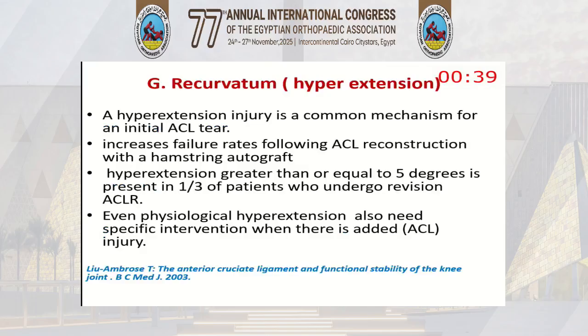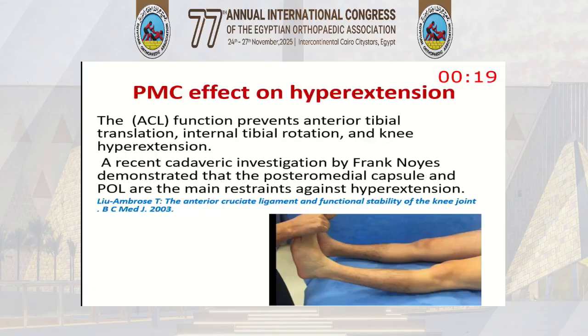Another shape of internal laxity is the genu recurvatum, or back kneeling, or hyperextension. Even physiological genu recurvatum must be addressed during ACL reconstruction, because one-third of patients with revision ACL have genu recurvatum.